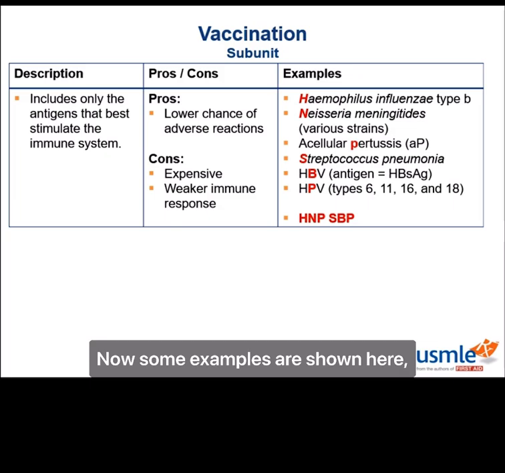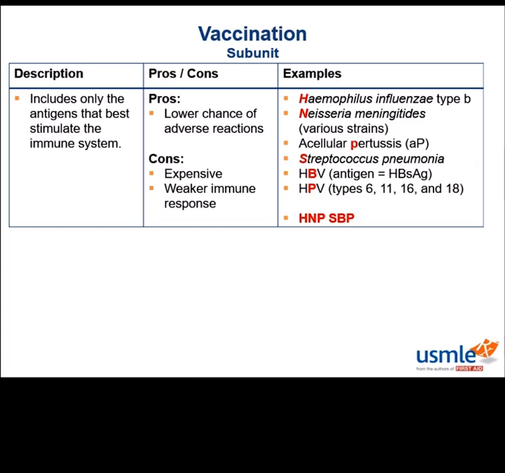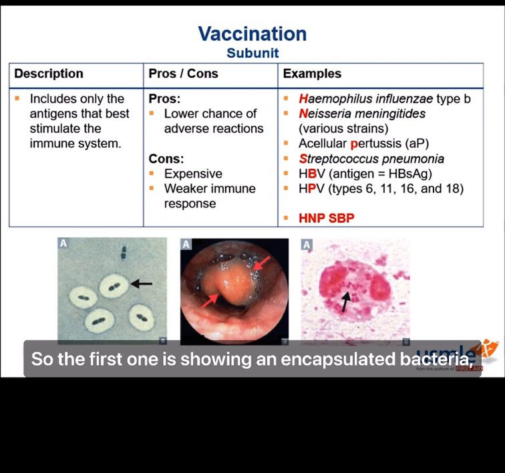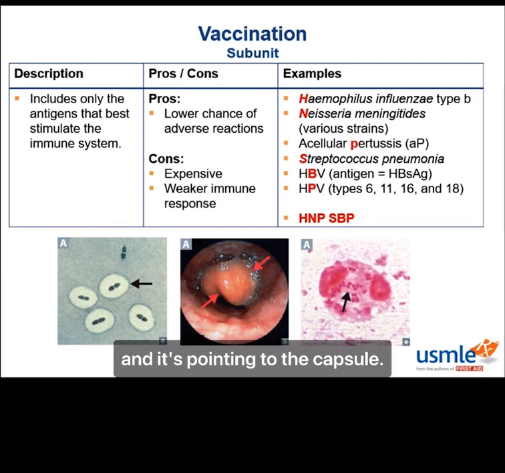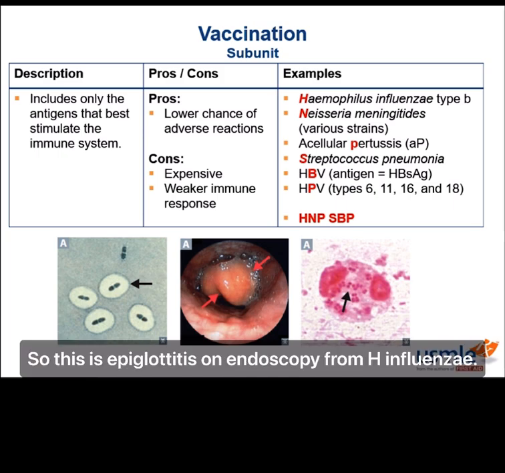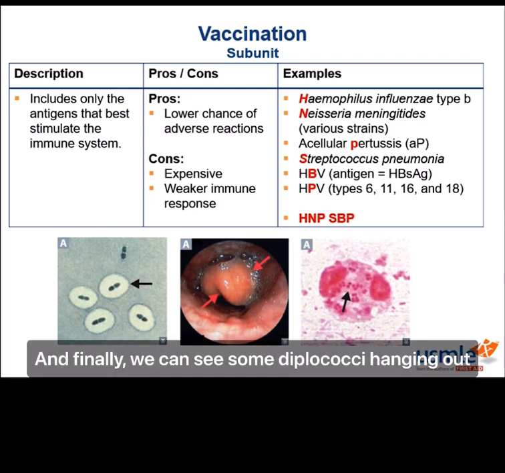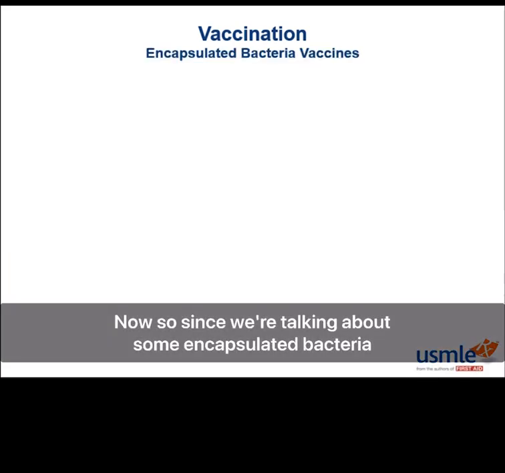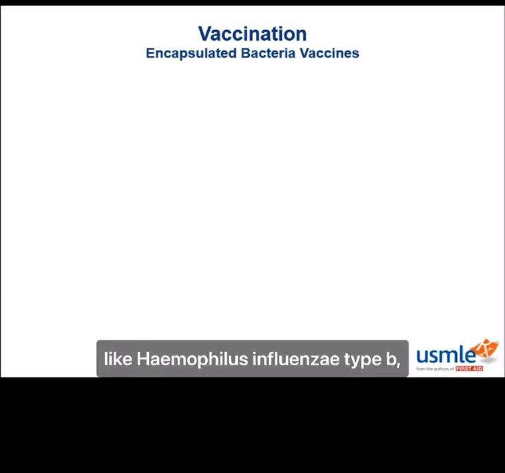Now, some examples are shown here, and my mnemonic for it is when you take a history and physical, or an H&P for short, you get the blood pressure or BP, and systolic comes first. So H&P, SBP. Now, here are some images. Can you identify them? So the first one is showing an encapsulated bacteria, and it's pointing to the capsule. This is actually strep pneumo. The second one is showing you a very, very cherry red epiglottis. So this is epiglottitis on endoscopy from H. influenza. And finally, we can see some diplococci hanging out intracellularly. So this is Neisseria.